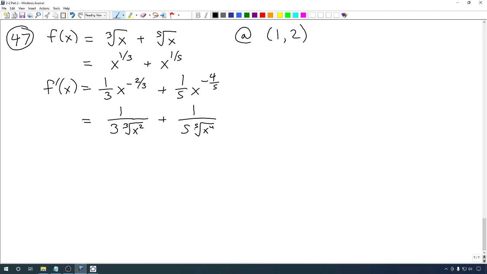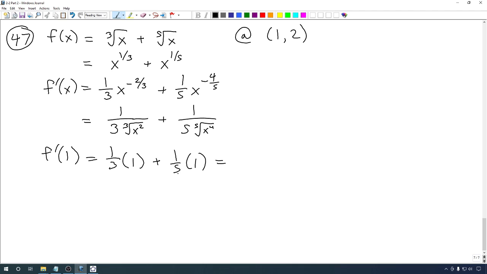But of course, the main thing that we want to know is what happens at 1, 2. And 1 is actually a pretty easy number to plug in. That's why they chose that one. If we plug in 1 here, we have 1/3 times 1 to some power, but 1 to any power is just 1. And we have 1/5 times 1 to some power, but again, it's just 1.